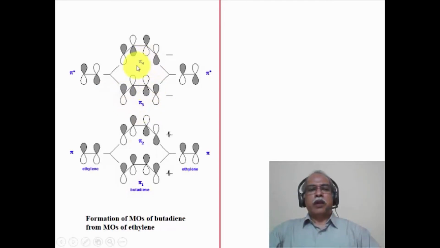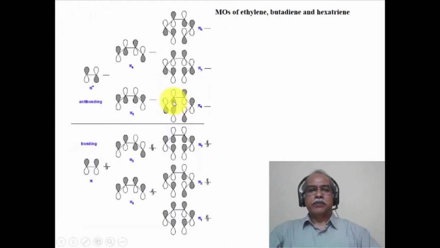Now in the case of pi 4 molecular orbital, there are three nodal points. Every one of the carbon-carbon bond has a nodal point. So this is one nodal point, this is another nodal point, and this is a third nodal point. If you follow the cursor movement, you will be able to identify 1, 2 and 3 nodes being present in the pi 4 molecular orbital of the butadiene.